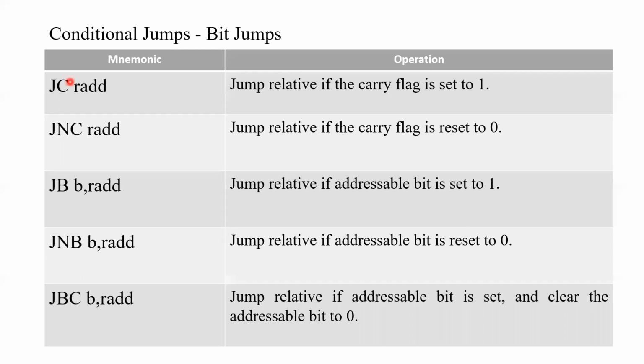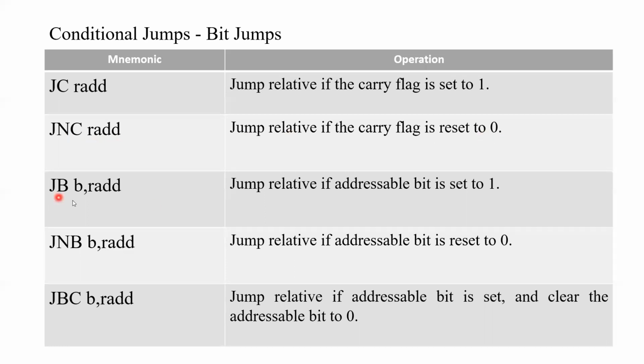And here is the list of mnemonics we have. Jump carry, relative address. What it says: jump relative if the carry flag is set to 1. It will look whether the carry flag is set. If the carry flag is set, it will jump to the relative address, the label mentioned as part of the instruction. Jump no carry: if there is no carry, jump to the relative address. That's what I mentioned here: jump relative if the carry flag is reset to 0.